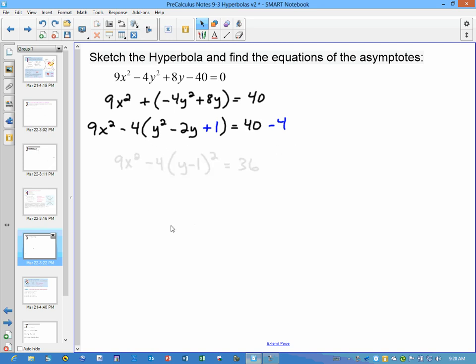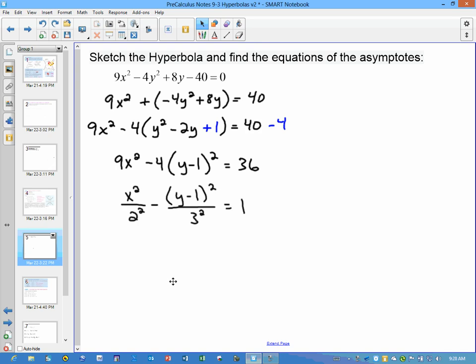And now it's just a matter of cleaning up a little bit, combine like terms, factor that as a perfect square, and then divide through by whatever this number is, and that will give me this equation when I write them as squares on the bottom. So that's my standard form. And from this I can look at h is going to be 0, k is going to be 1. In other words, the value of y that causes that to be 0. My a is going to be 2 and my b is going to be 3. So I know a, b, h, and k right off the bat.